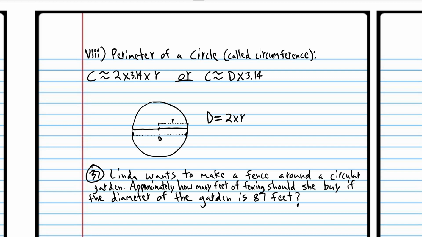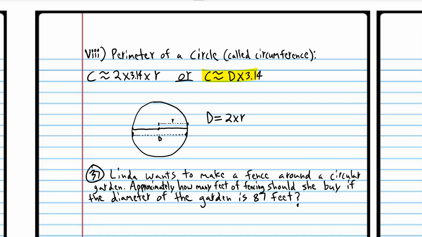Now we talked about the radius being the distance from the center to the side, but you can also come up with the formula that shows you how to find the circumference using the diameter. The diameter is the length from one side of the circle through the center to another side of the circle. So as you can see, the diameter is just 2 times the radius. You have one radius and another radius that equals the entire diameter.